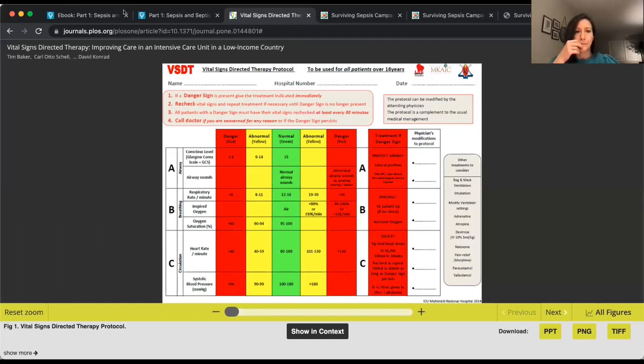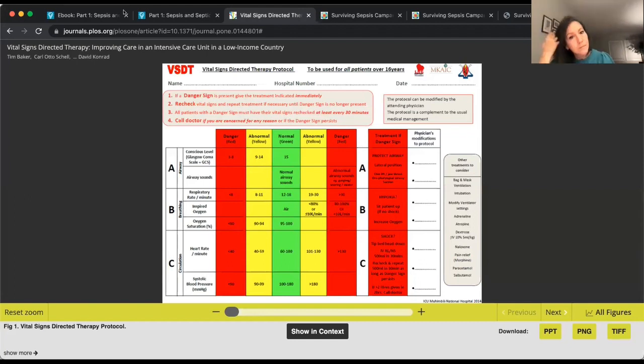So, for example, when you look at the airway, we consider the conscious level of the patient. Normally a patient who is awake and conscious has a Glasgow Coma score of 15. But once this score goes down to around 9 to 14, then we consider it abnormal. And if it's below 8, then this patient is critical now.